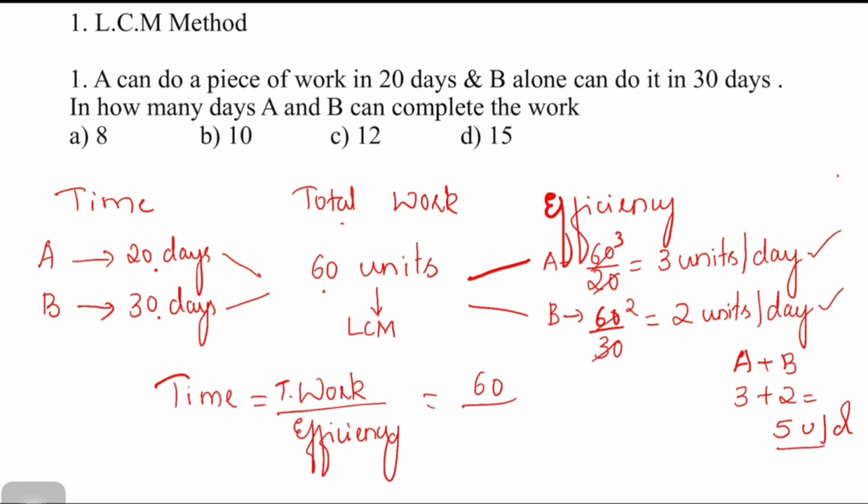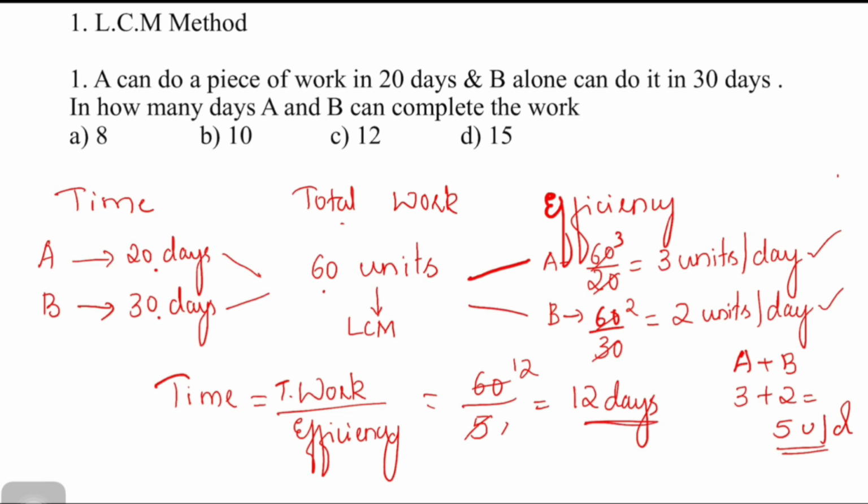So this is the combined efficiency of A and B. So 60 divided by 5, which is 5 1s are 5, 12s are 60. So it is 12 days. So A and B together will complete the total work in 12 days. This is the method I will follow throughout all the problems, so you need to understand this. As we go on proceeding with the problems, you will understand.